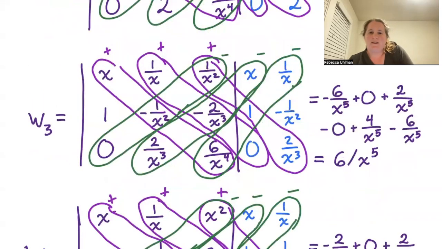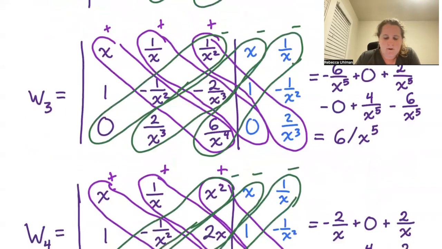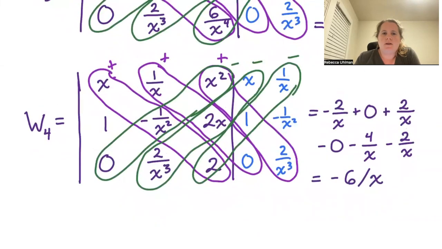For W3, I had frozen before my last term was written. That was a minus 6 over x to the fifth, and that total sum becomes 6 over x to the fifth. For our W4, our first forwards diagonal was negative 2 over x. Then we had plus 0. Our next forwards diagonal was plus 2 over x. For backwards diagonals, we are subtracting off 0. Next backwards diagonal, we're going to subtract off that 4 over x. And last backwards diagonal, we are subtracting off 2 over x, giving us negative 6 over x.